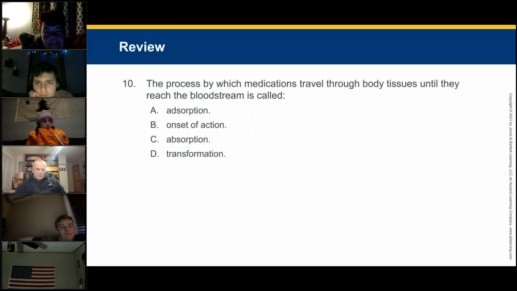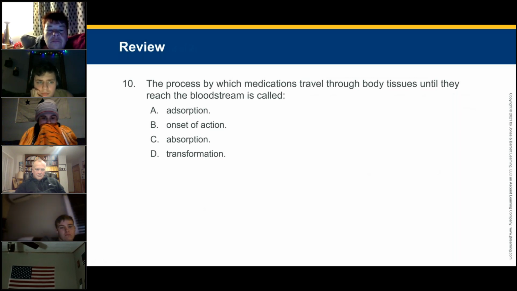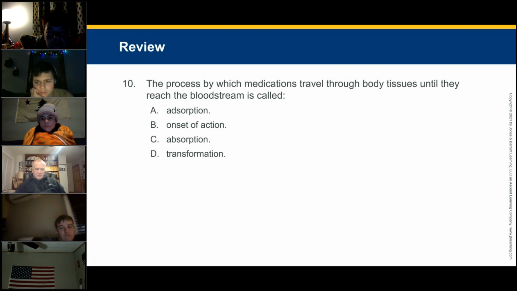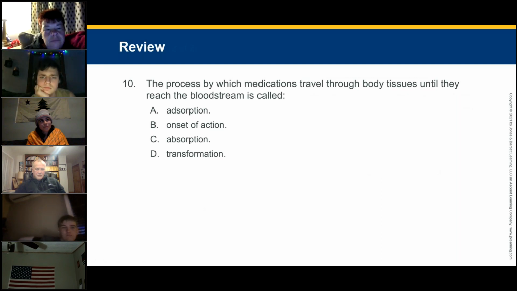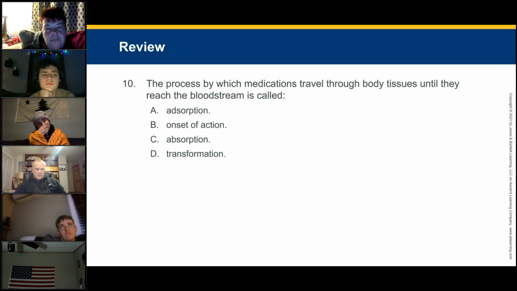The process by which medications travel through the body tissues until they reach the bloodstream is called what? Very good. C, absorption.